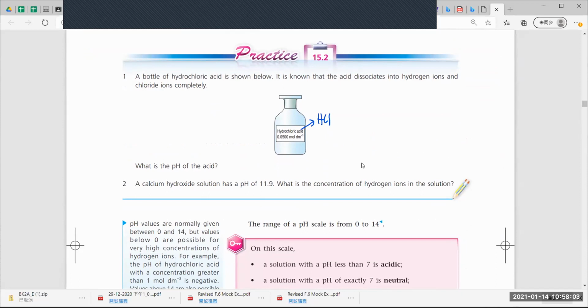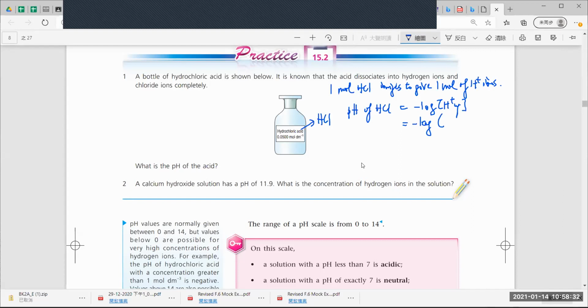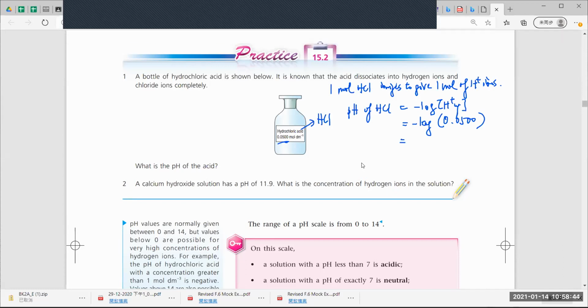HCl, so we know that 1 mol of HCl will ionize to give 1 mol of hydrogen ions. So you may know that the pH of HCl in this case is negative log of the hydrogen ion concentration, which is negative log of 0.0500. You simply put this into the calculator. So here comes the answer. What is that?